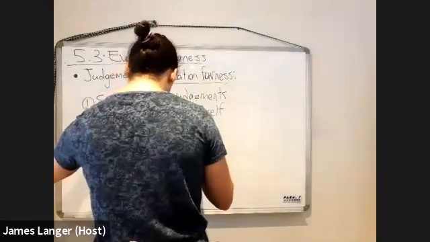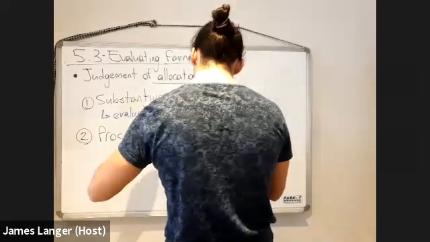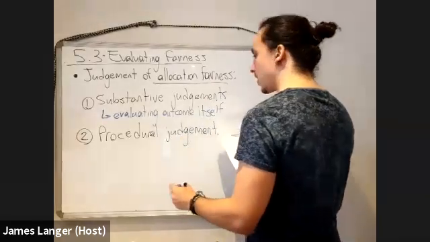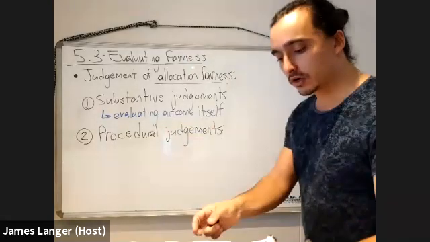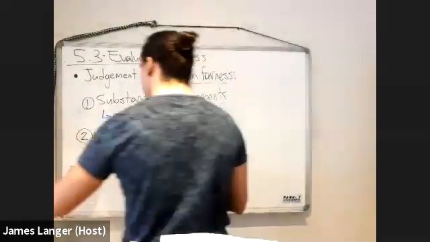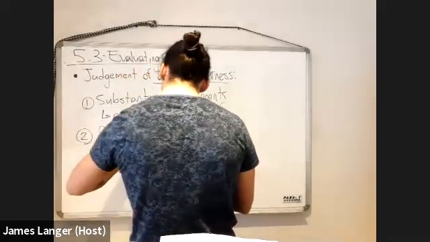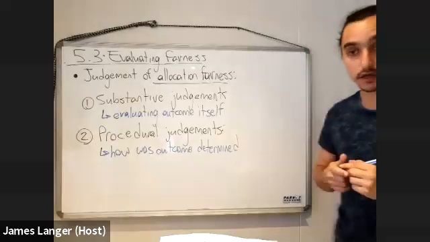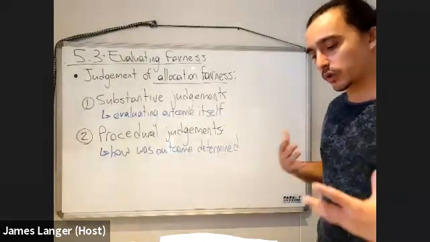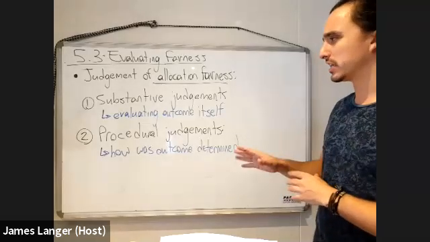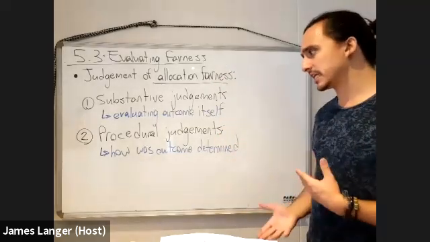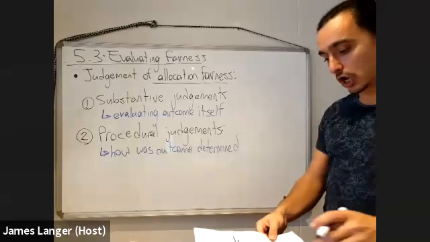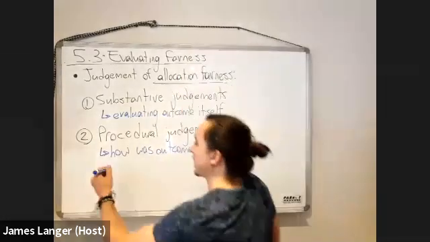So the next one is procedural judgments. And procedural judgments are more looking at how the outcome was determined. So the procedure behind it. How was the outcome determined? With substantive judgments, there's not a lot to it. You look at the substance, and that's it. Procedural judgments, how was it determined? There are particular types of things that we are going to be looking for.